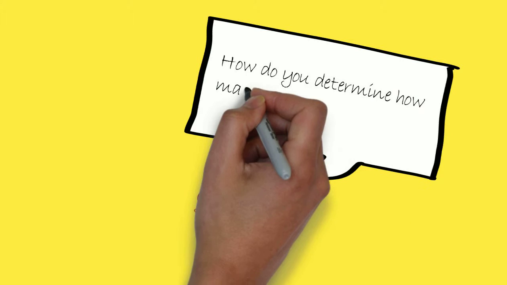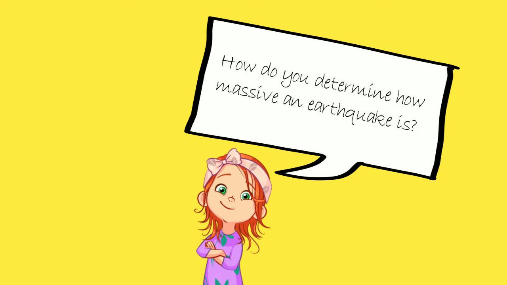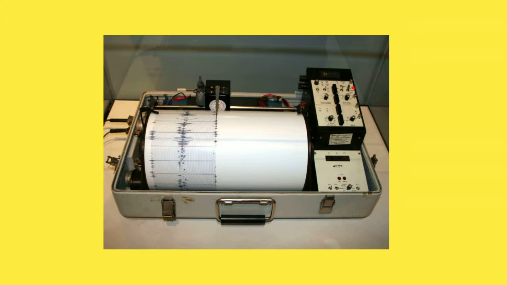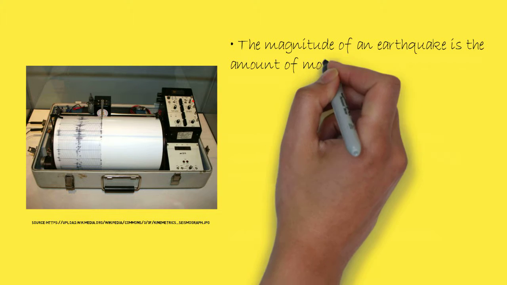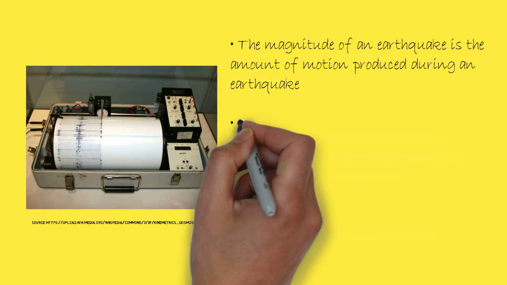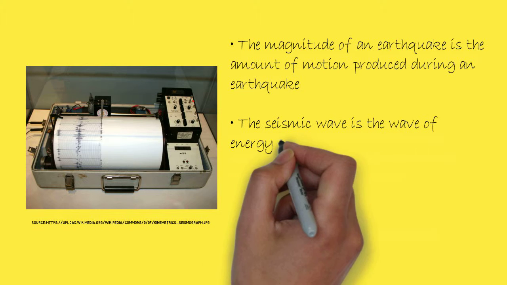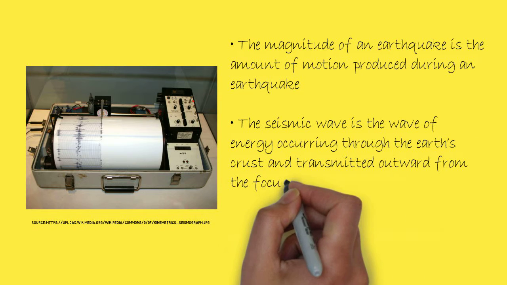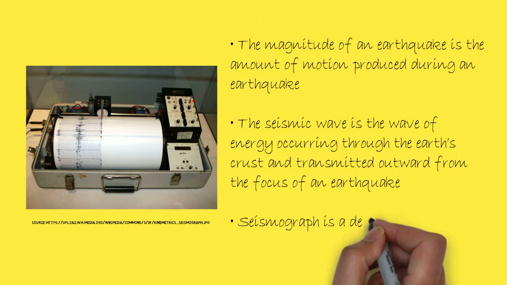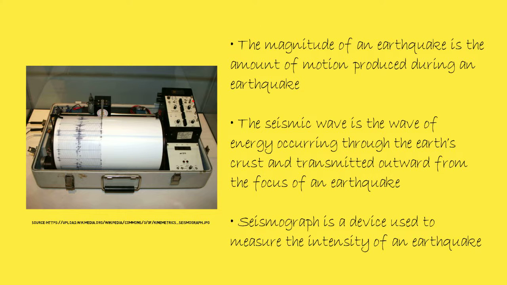How do you determine how massive an earthquake is? We can measure an earthquake to know the magnitude of the earthquake using a seismograph. The magnitude of an earthquake is the amount of motion produced during an earthquake. Along with the motion, waves of energy called seismic waves occur through the Earth's crust and transmit outwards from the focus of an earthquake. A seismograph is a device used to measure the intensity of an earthquake. The seismograph works by recording the movement as it happens.